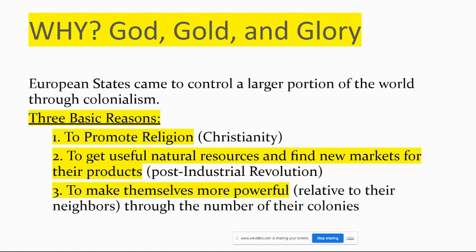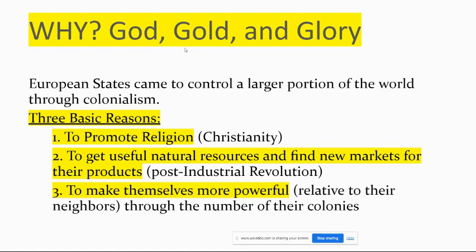There were kind of three major reasons why, motivations, right, in order for this to happen. And we can summarize those three motivations in 3 G's: God, gold, and glory. So first one is God, right? To promote religion. At the time, most European countries were Christian, and one of the tenets of Christianity is to go out and to spread the word, to convert people to your religion. And so by controlling territories outside of your own country, you're going to be able to bring more people into your religion. You're going to be able to convert people in those new lands.